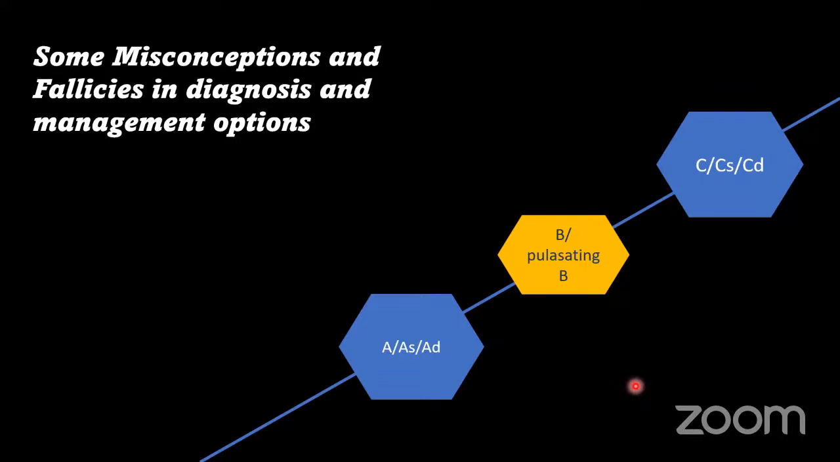So again, some of the misconceptions or fallacies in diagnosis and management based on the emittance are that we have a conception that A type will be normal, AS type will be stiffness increase, AD type will be hypermobile TM or something. But even A, AS or AD type can have a normal middle ear or a normal tympanic membrane. AS type could be normal or middle ear effusion or ossicular fixation. AD type, again, can be normal. It can be ossicular chain discontinuity or a hypermobile TM.